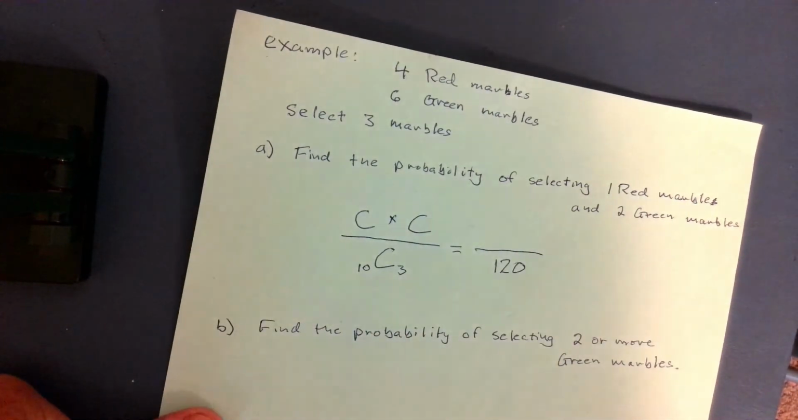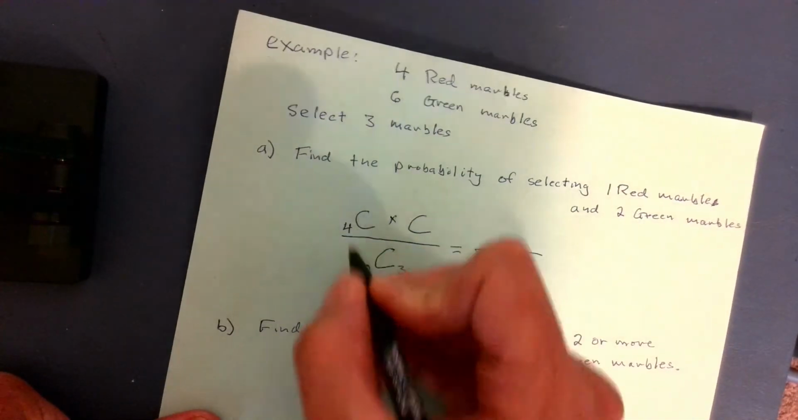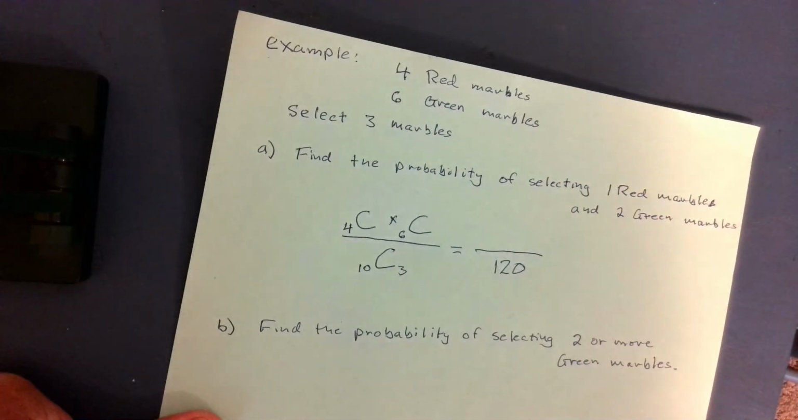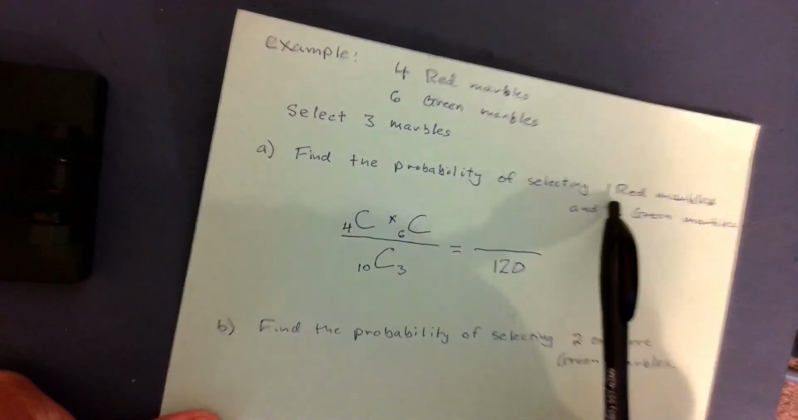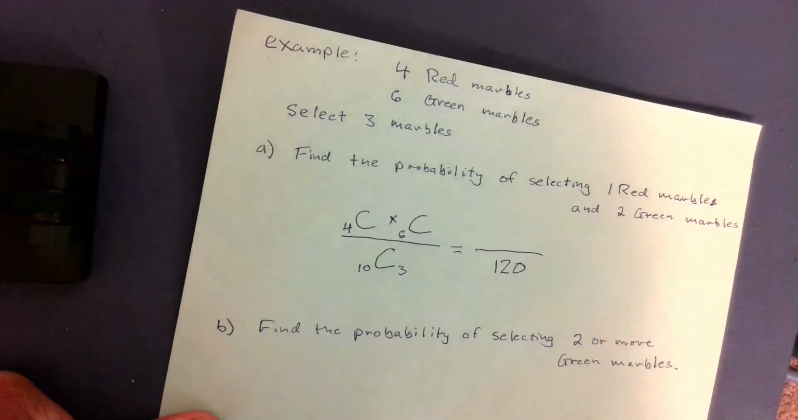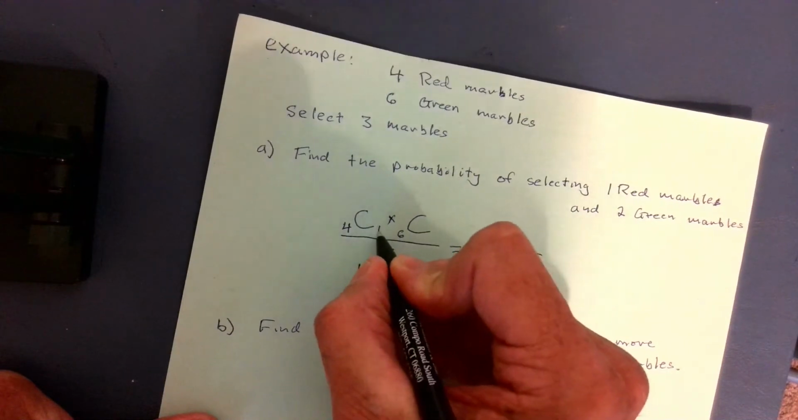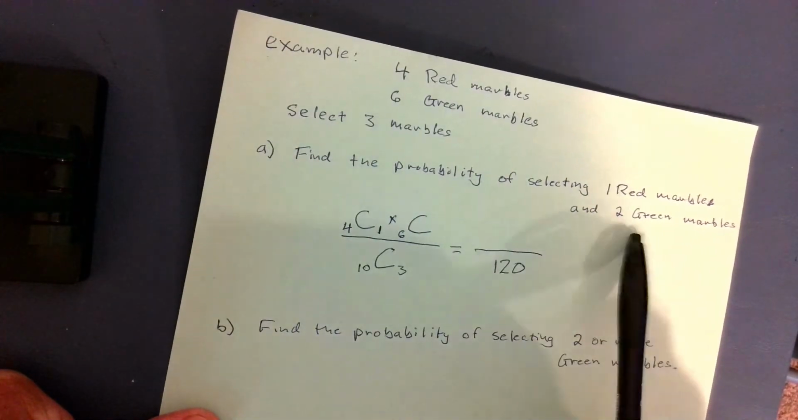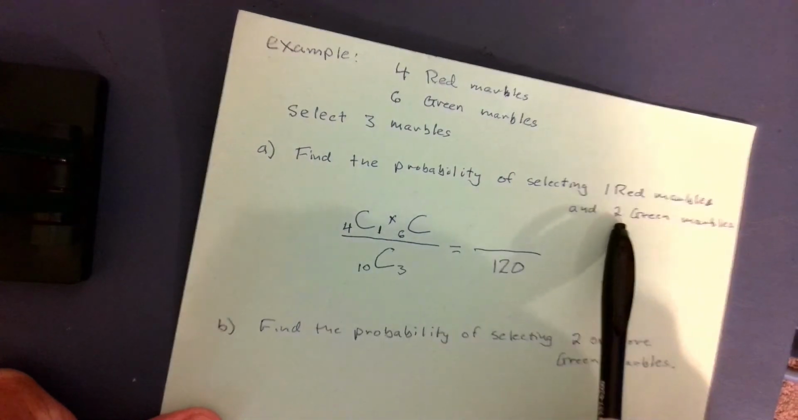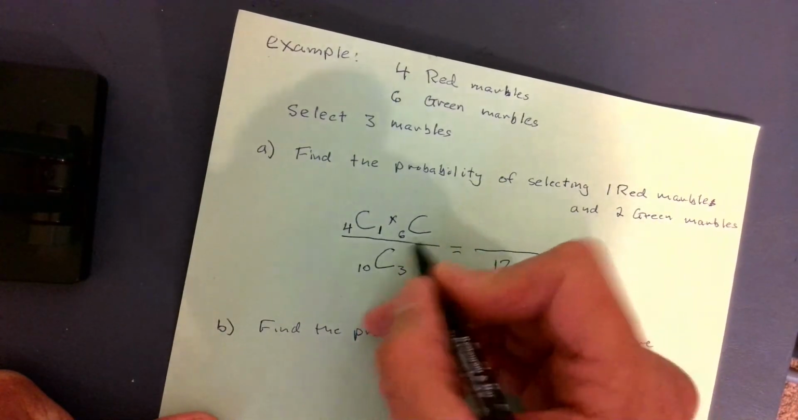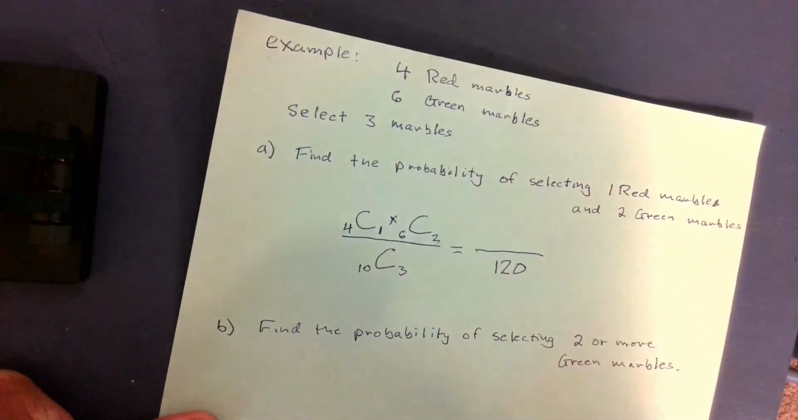our 10 balls consist of 4 red and 6 green. Okay, and then we want to select 1 of the 4 red. So the number of ways we can select 1 red from 4 is 4C1. And then we want to select 2 of the 6 green. So the number of ways we can select 2 green from 6 is 6C2.